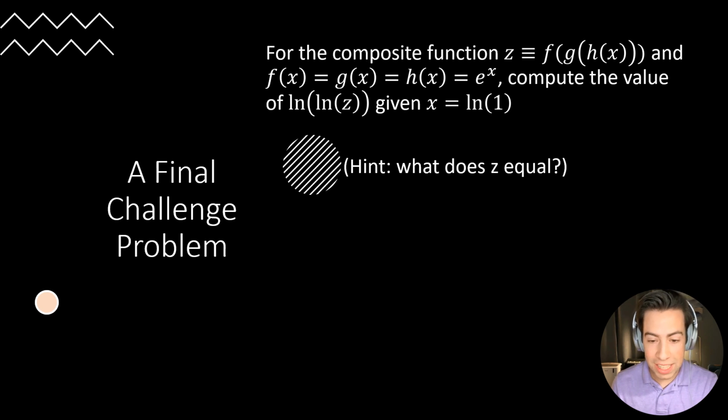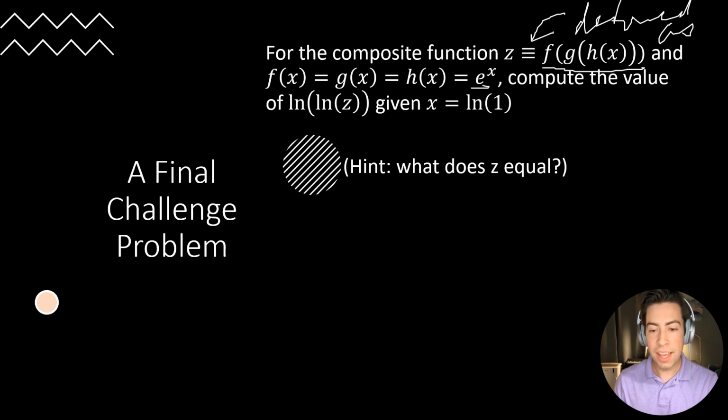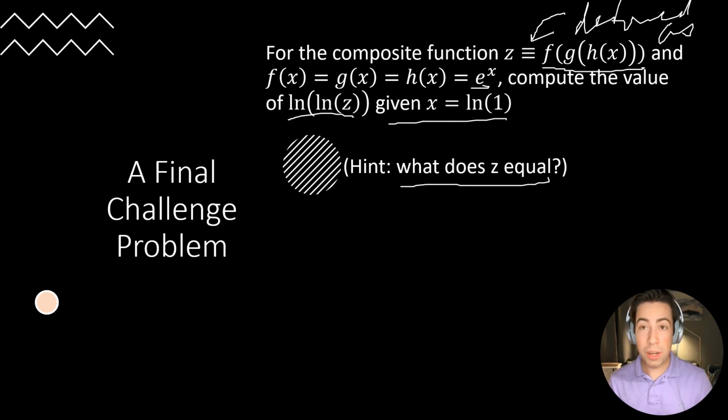For the composite function z, and remember, guys, these 3 bars here just mean defined as. So the composite function z is defined as f of g of h of x, and f of x equals g of x equals h of x equals e to the x. Compute the value of the natural log of the natural log of z given x equals the natural log of 1, and your hint is what does z equal? So go ahead and try this problem on your own, and if you get it right, great. If not, I'm going to go ahead and explain how to do it right now.